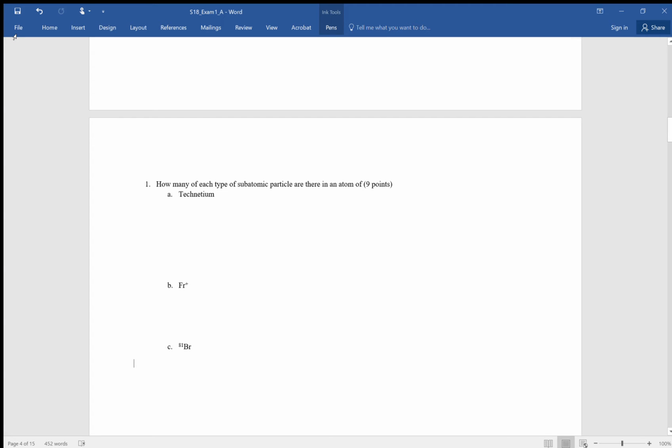In this first question, we are trying to solve for the number of subatomic particles in various atoms and ions. For the first problem, we're looking for the number of subatomic particles, or the number of electrons, protons, and neutrons. We'll start by looking at an atom of technetium.